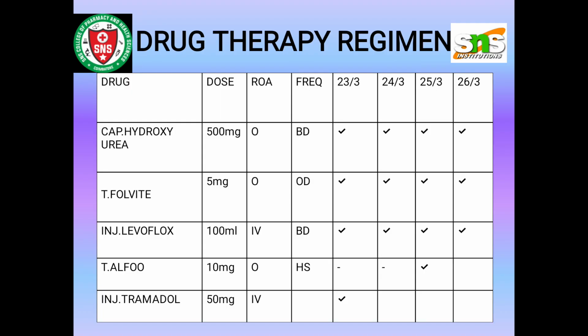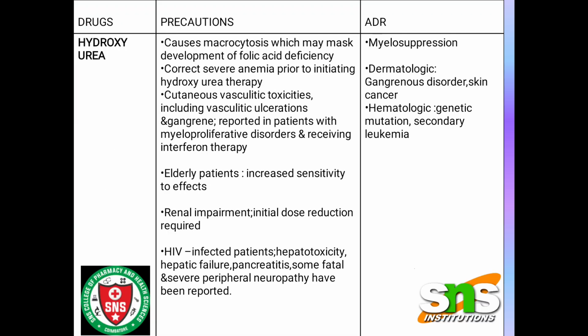And so the drug therapy regimen: capsule hydroxyurea 500 mg BD was given, Folvite 5 mg OD was given, and injection levofloxacin 100 ml IV BD has been given. Tablet Alfuzosin 10 mg HS is given, and injection tramadol 50 mg IV SOS.